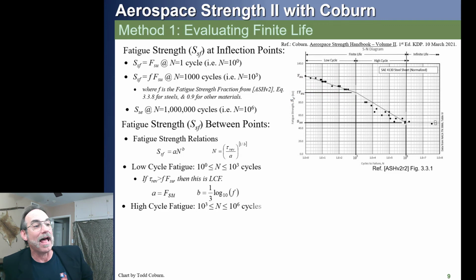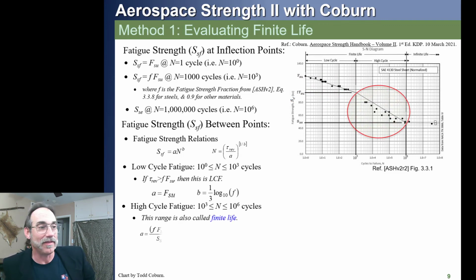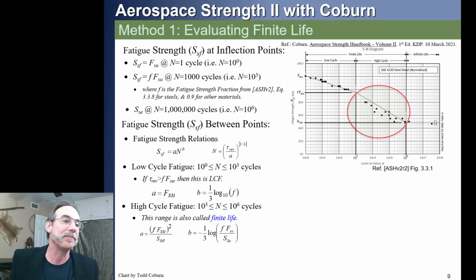Now, if our fully reversed stress is lower than fSu, then we're in the high cycle fatigue range, as long as our fully reversed stress is higher than our endurance limit. In that case, this is our high cycle fatigue range. It's called finite life. These are our two coefficients. This is our intercept and our slope. And we'll use these and these fatigue strength relations to estimate the stress-life relationship.